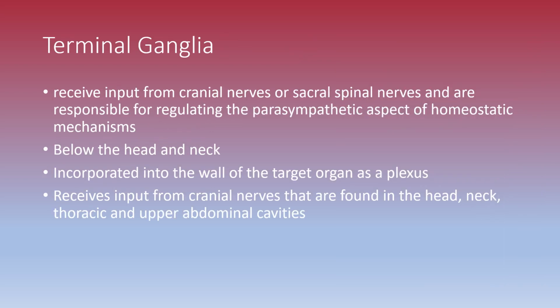The terminal ganglia receive input from cranial nerves or sacral spinal nerves and are responsible for regulating the parasympathetic aspect of homeostatic mechanisms below the head and neck, incorporated into the wall of the target organ as the plexus, and receive input from cranial nerves that are found in the head, neck, thorax, and upper abdominal cavities.